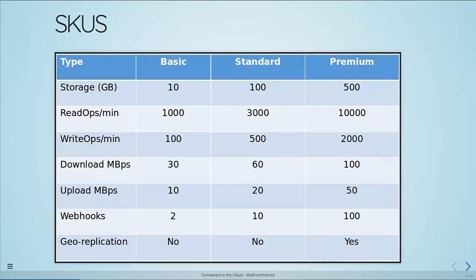I mentioned the premium tier there, and there are three, well there are four. There's the classic tier, which has since been deprecated. There are three main ones now, basic, standard, and premium. And as you'd expect, as we go up the tiers, we get, say, more storage, more IOPS, more bandwidth. We have more webhooks. And then the final premium tier there, it has the geo-replication feature.